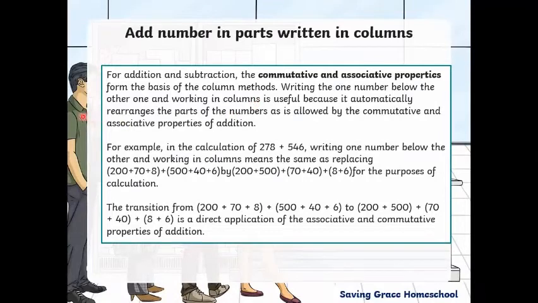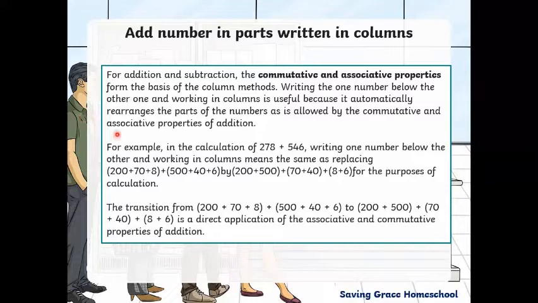For addition and subtraction, the commutative and associative properties form the basis of the column methods. Writing one number below the other and working in columns is useful because it automatically rearranges the parts of the numbers as is allowed by the commutative and associative properties of addition.